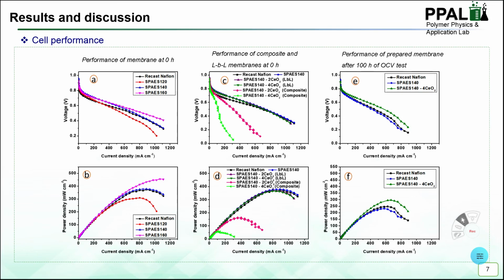However, in the layer-by-layer membrane, between the layers there is only polymer. So that will prevent the electron transfer ability of the cerium oxide. So it is too difficult for the electron to transfer through the electrolyte membrane from anode to cathode.